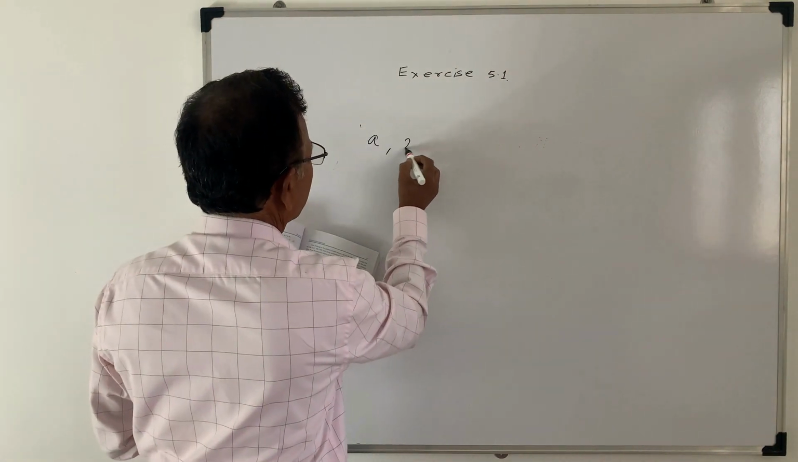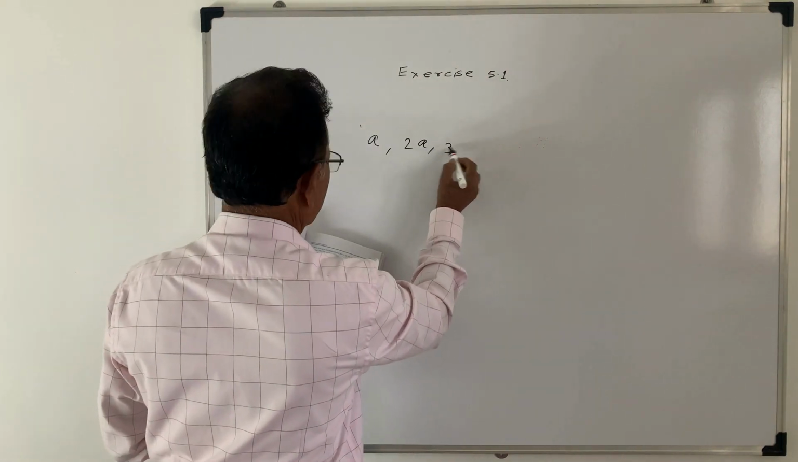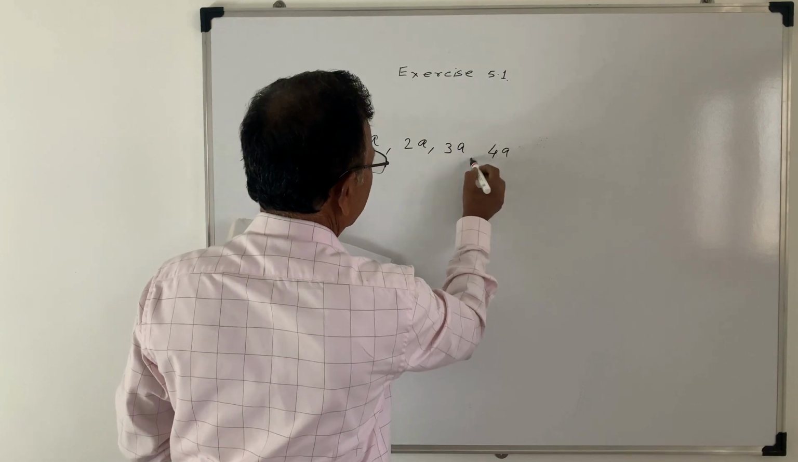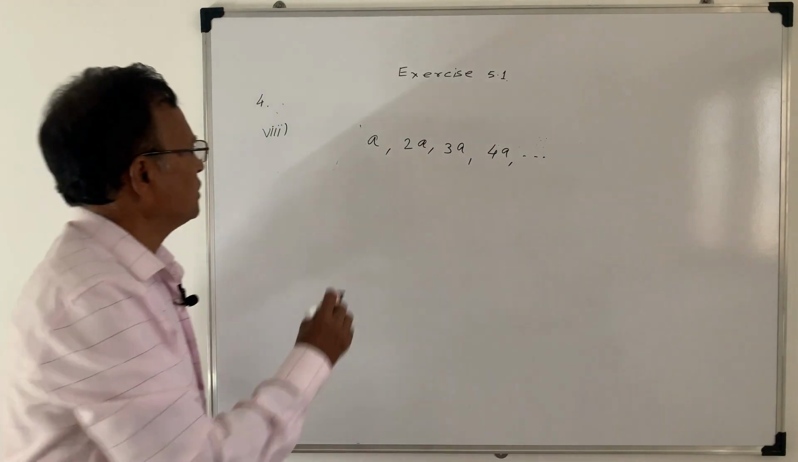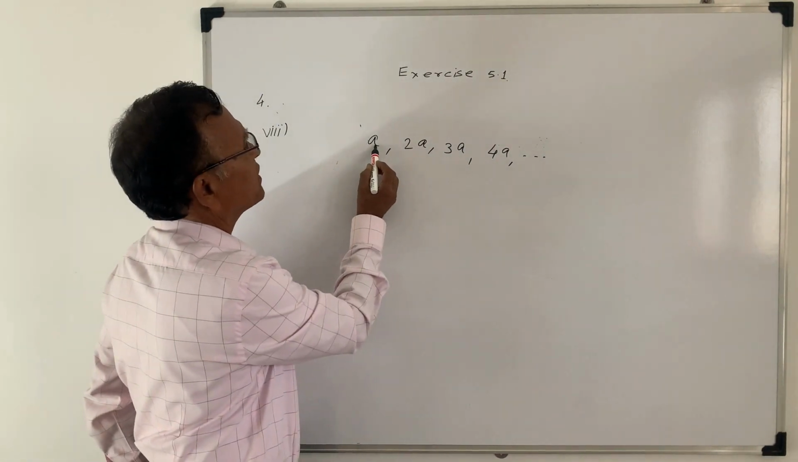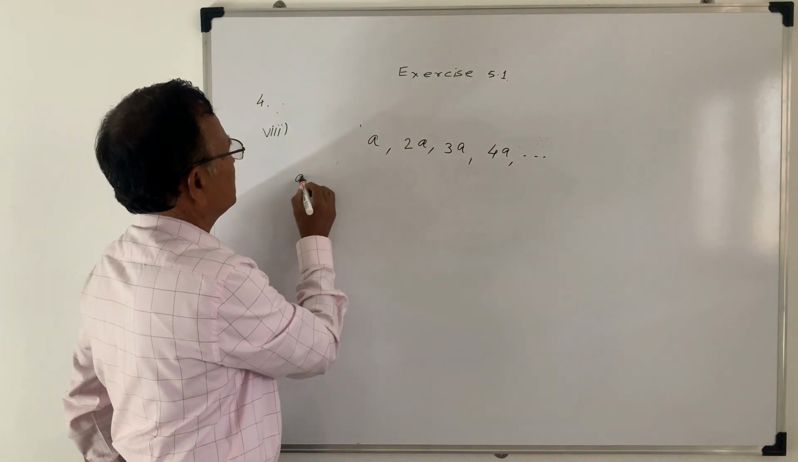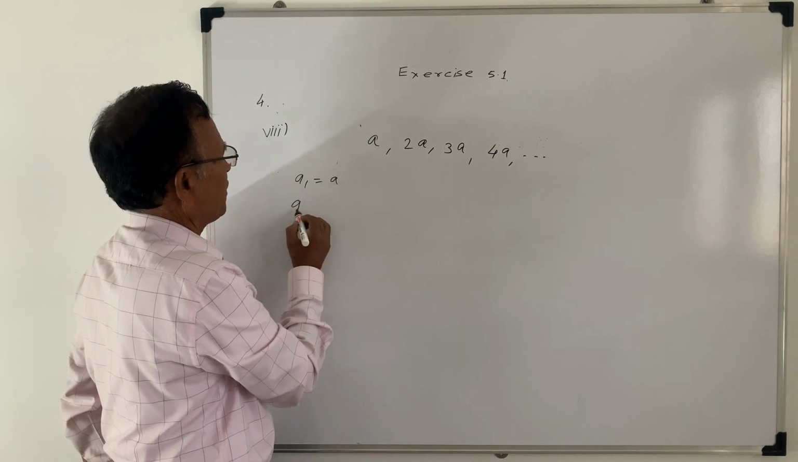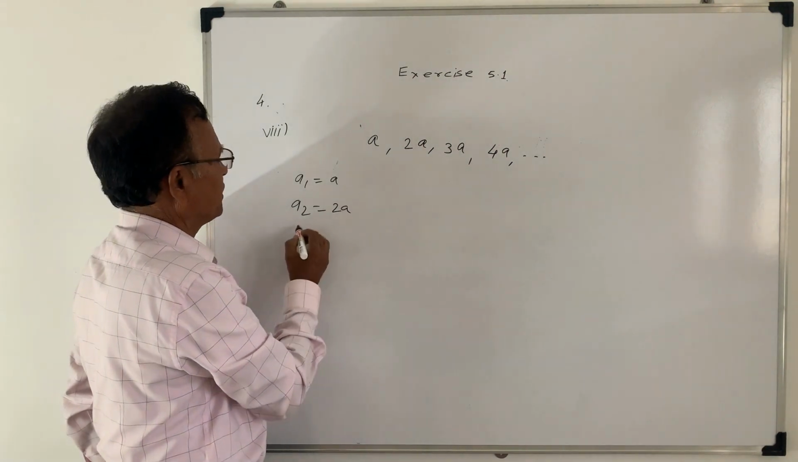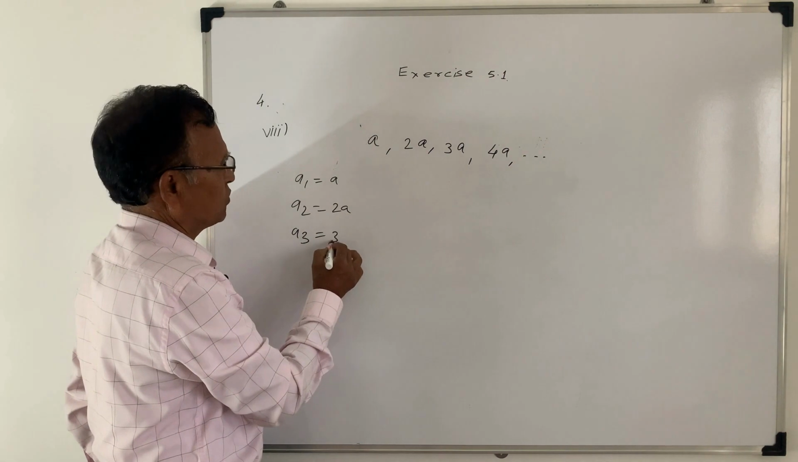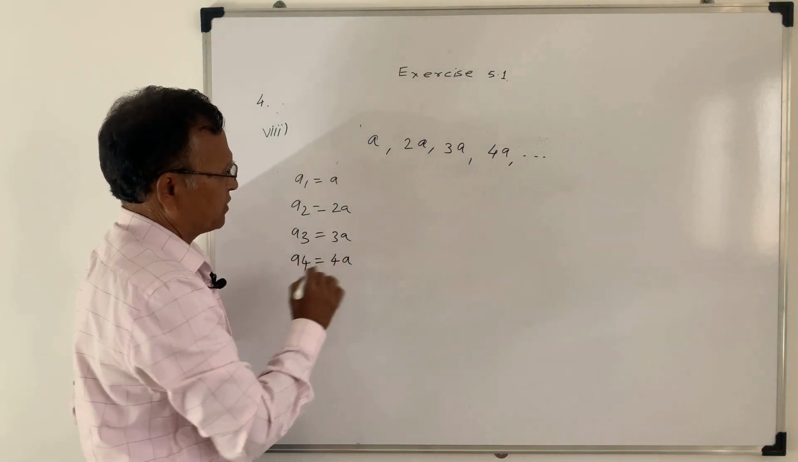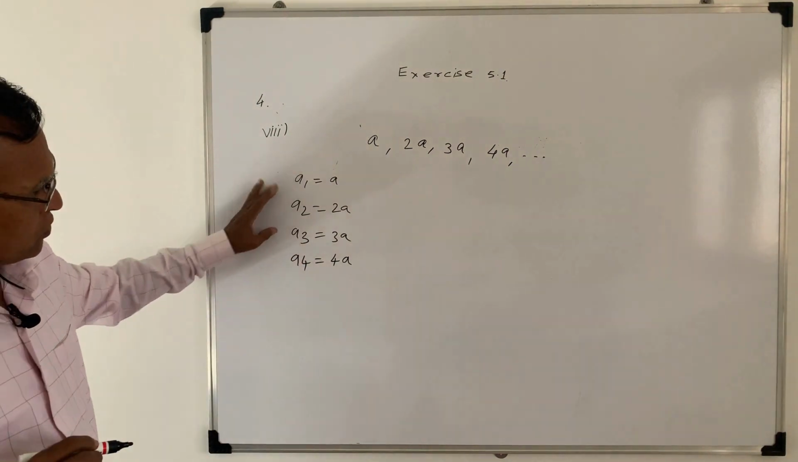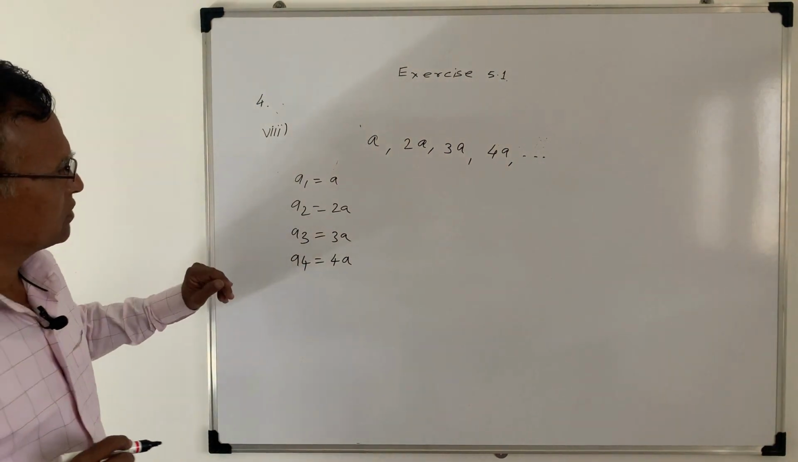First term is given a, 2a, 3a, 4a, and so on. So here first term is a, that is a1 is equal to a, a2 is equal to 2a, a3 is equal to 3a, and a4 is equal to 4a. So these are the terms given.